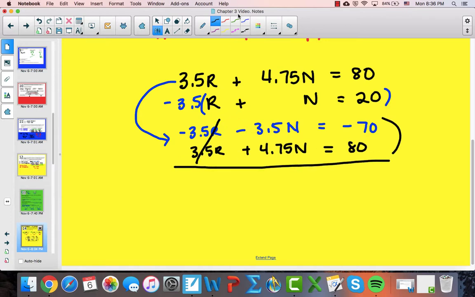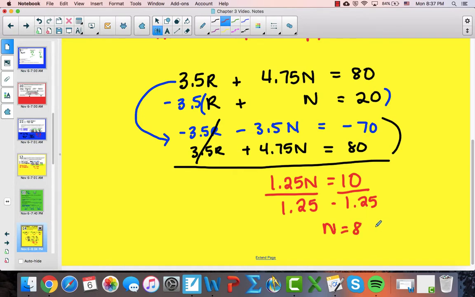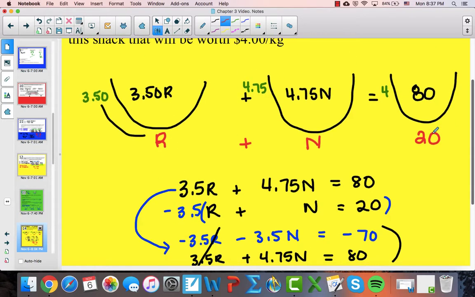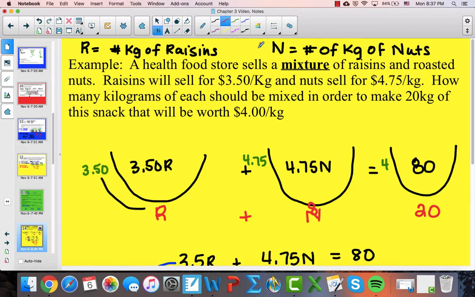The raisins are going to get eliminated, and then negative 3.5 plus 4.75 gives me 1.25N equals 10. I divide both sides by 1.25, and I got N to be 8. Okay? All right, now let's go back and think about this. If there were 8 kilograms of nuts, well, 12 plus 8 gives me 20, so there would be 12 kilograms of raisins.